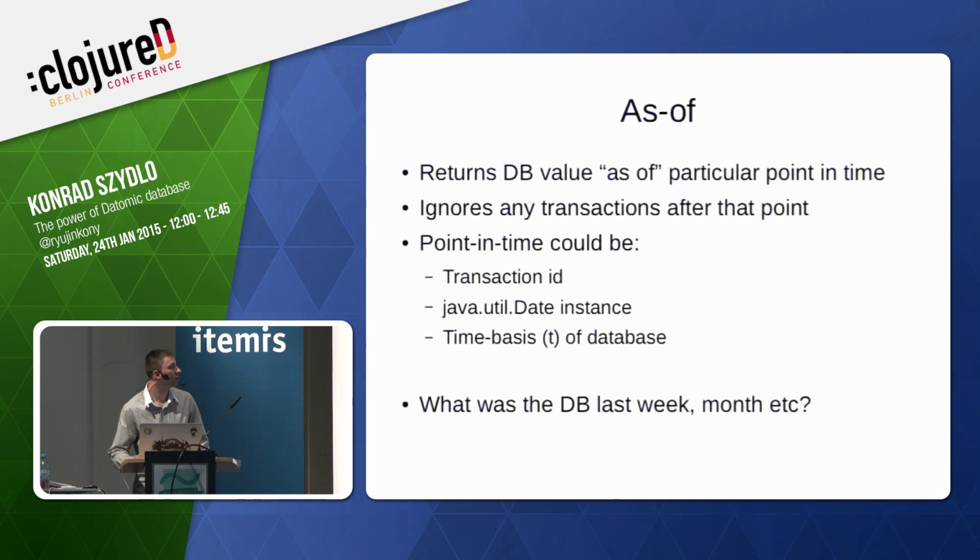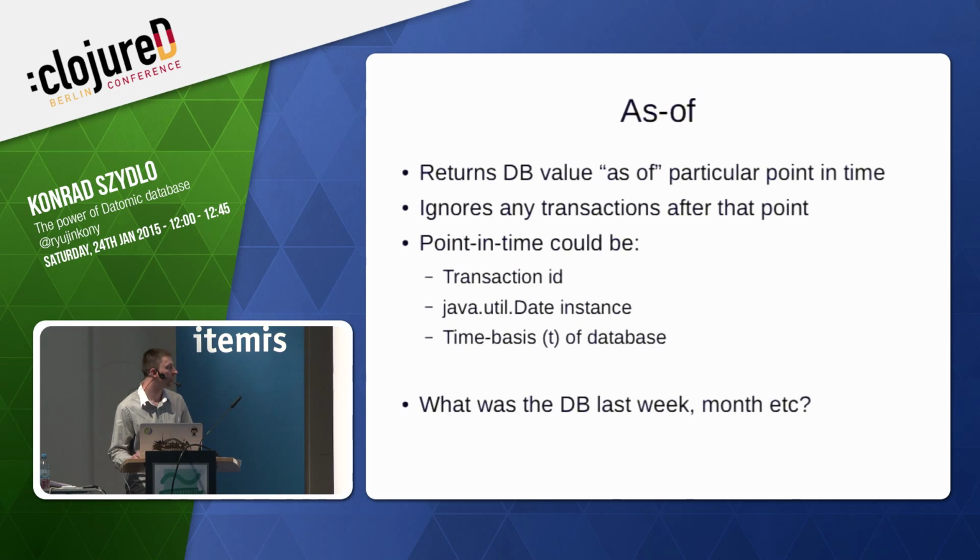So one of the built-in database filters is as-of, which returns the database value as of a particular point in time, ignoring any transactions after that point in time. We can specify this point in time either by using a transaction ID, an instance of java.util.Date, or something called the time basis of the database. Whenever you add a new transaction and datums, Datomic increments its own time basis.